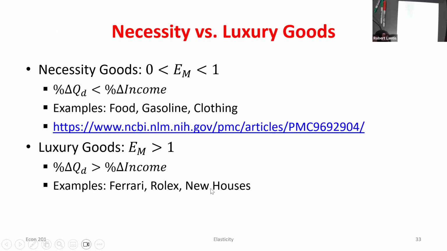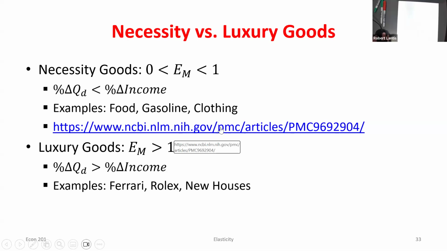Typically, it's going to be things like a Rolex, new houses, Ferrari, where changing your income, yes, you're buying more, but your response going from 0 to 1 is going to be a very large percentage change. So we would call those luxury goods. Okay. Any questions on that before we keep moving here?